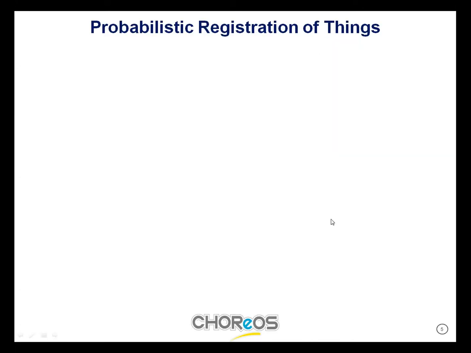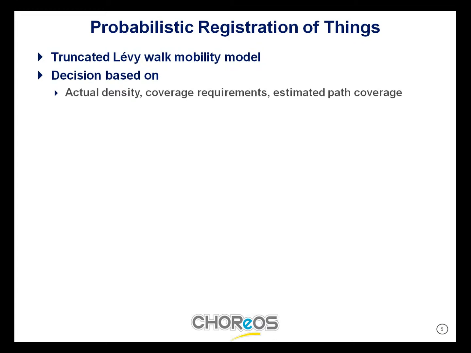The phone's thing registration manager includes a probabilistic decision algorithm for selective registration based on the truncated Levy-Walk mobility model. The registration decision is based on the actual density of already registered phones, the coverage quality requirements, and the coverage of the estimated path that the user will take for the next few minutes.